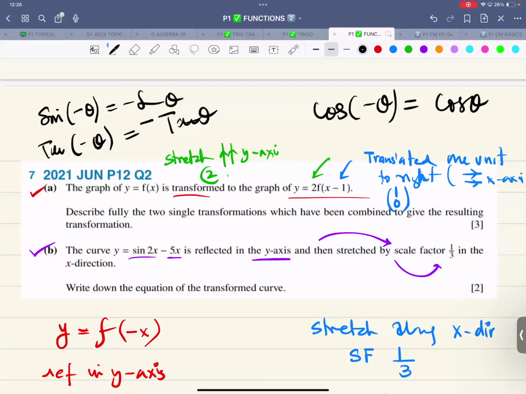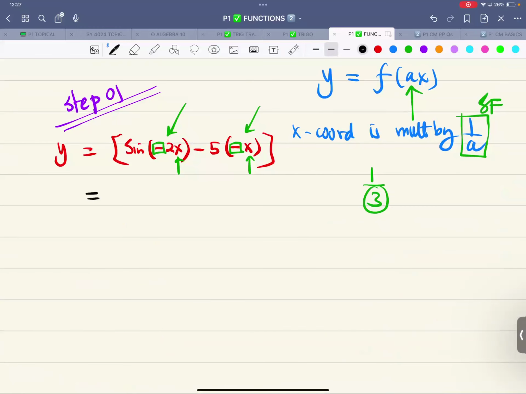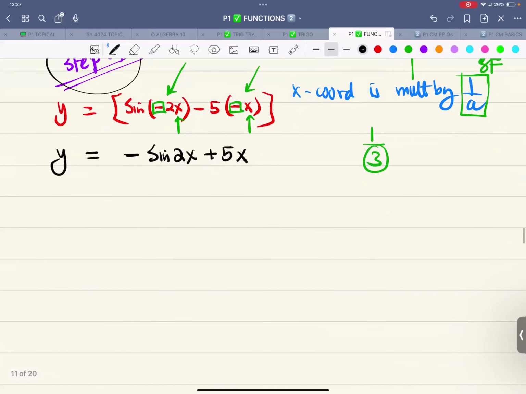Positive in the first and fourth quadrant. So if I apply this rule, what I will write is sine of negative 2x is negative sine, and minus 5 and minus x becomes positive x. That is the answer of the first step, the first transformation.